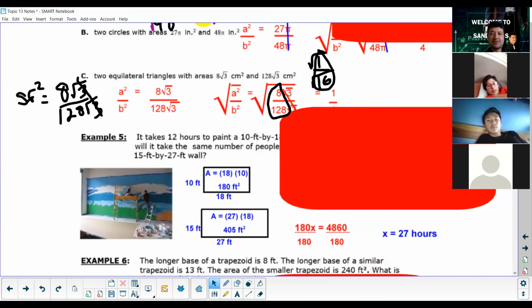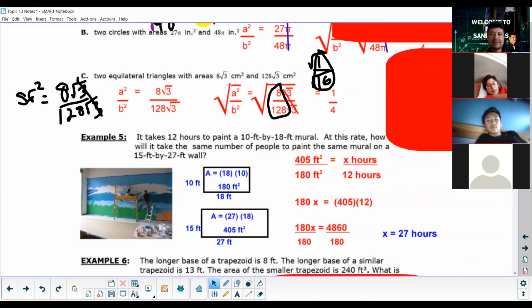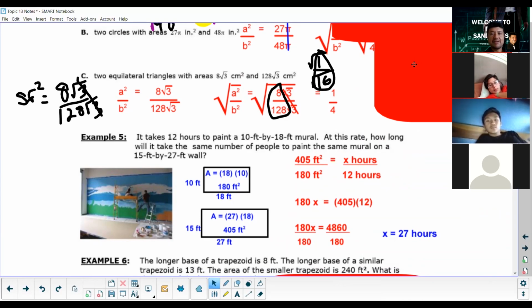Bada bing, bada boom. You are right. Did you use the area one? They did. Yes, that's the one. And they just set up a proportion and solve for it. All right, excellent. Okay.